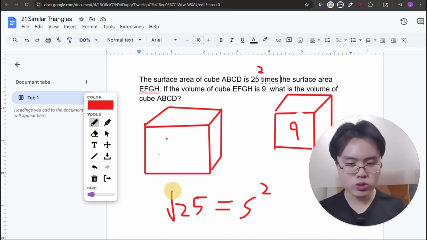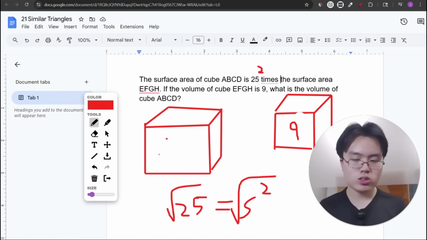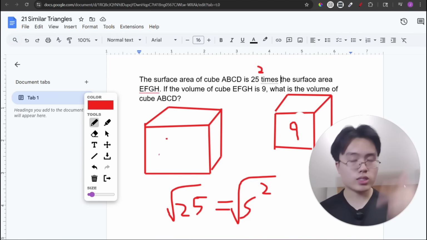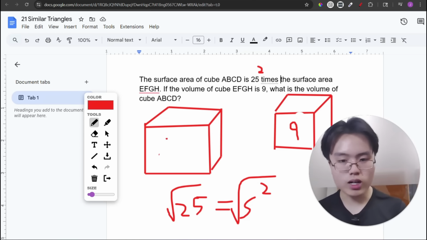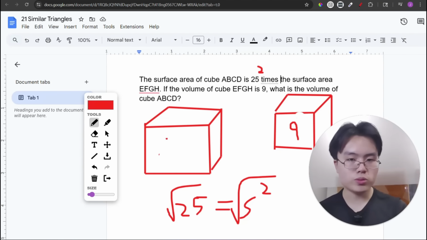So we just need to square root the 25. That way it's going to give us the scale factor of the sides, right? So we can just do 25 square rooted, which is just 5. So then we know, okay, the sides scale factor is 5. And then we can cube the side scale factor to get the volume scale factor.